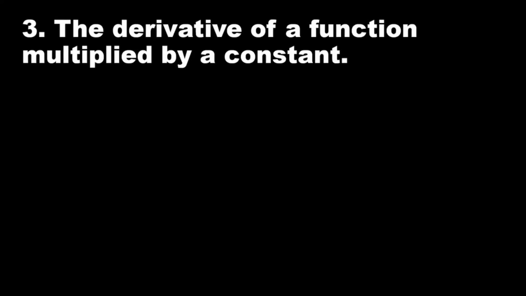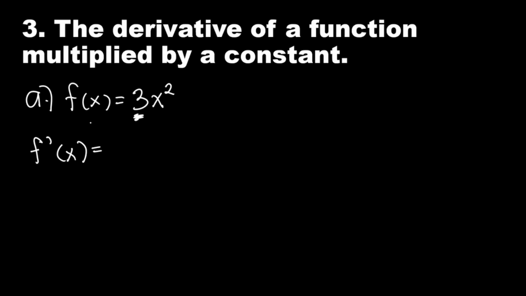So number 3, the derivative of a function multiplied by a constant. So dito kasi meron ng constant yung ating variable. Okay? For example, letter A, we have f of x equals to 3x squared. So nakikita natin meron na siyang number other than 1 dun sa ating variable. Okay? So madali lang yan. So we have f prime of x is equals to d over dx of 3x squared.